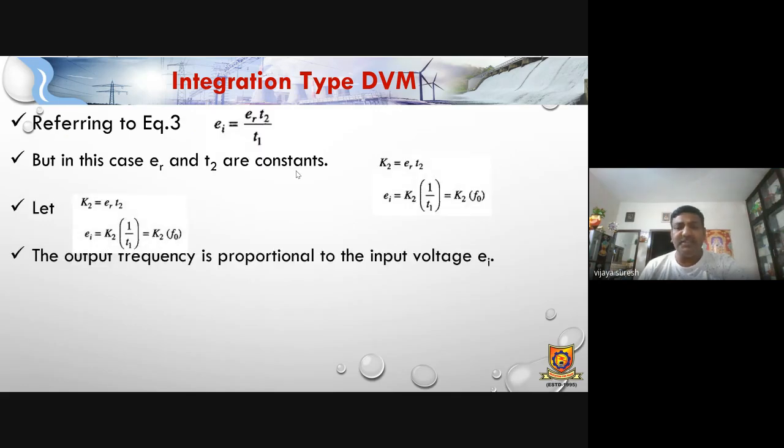So similar expressions in terms of EI we are going to calculate. Earlier we used K1, K1 equal to ER into T1. Now we are using ER into T2. That is the only difference, right?